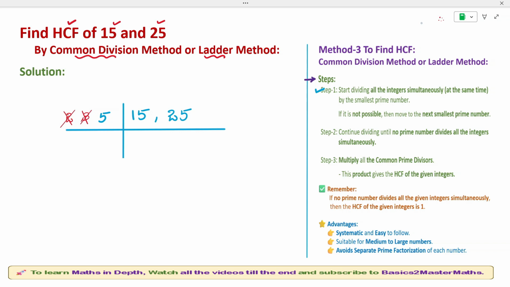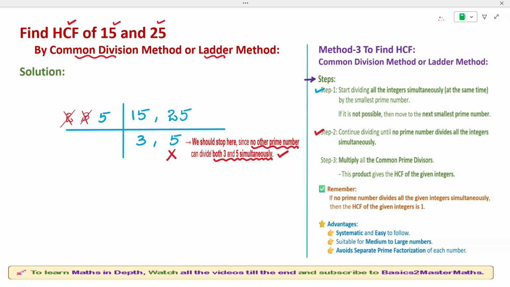Since 5 divides both integers 15 and 25 exactly, we get 3 and 5. As per step 2, we should stop here since no other prime number can divide both 3 and 5 simultaneously. Got it?